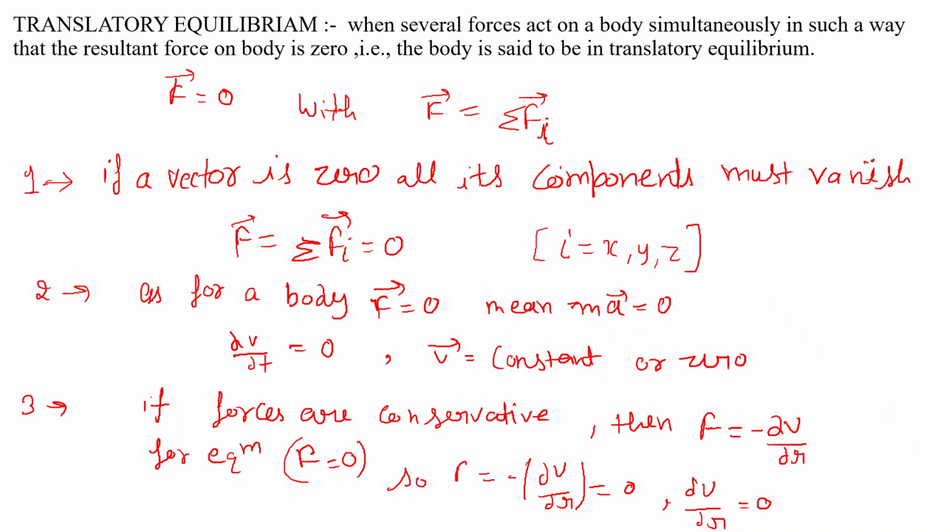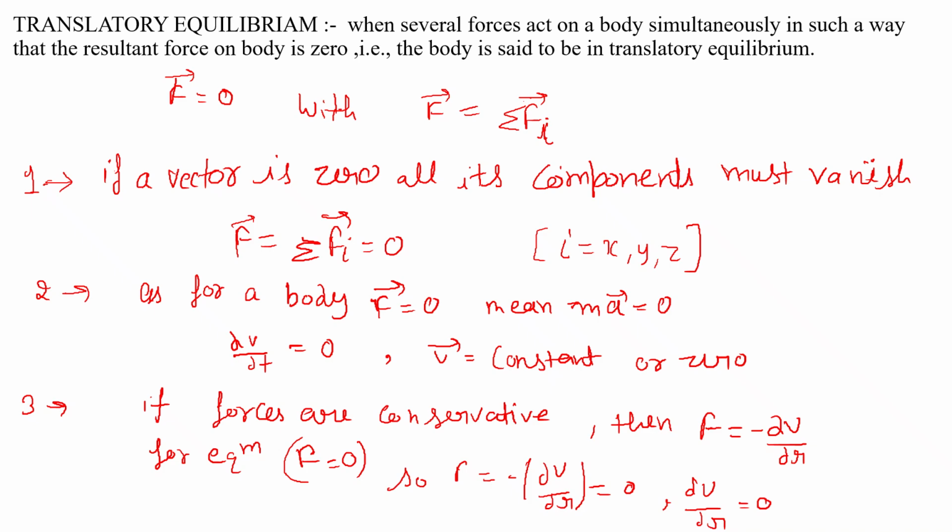So now, what is translatory equilibrium? When several forces act on a body simultaneously in such a way that the resultant force on the body is zero, that is, F vector is equal to zero, with F vector equal to the summation of Fi vector, the body is said to be in translatory equilibrium.